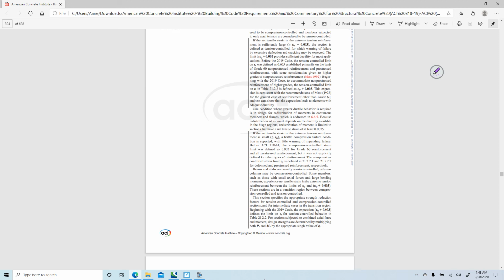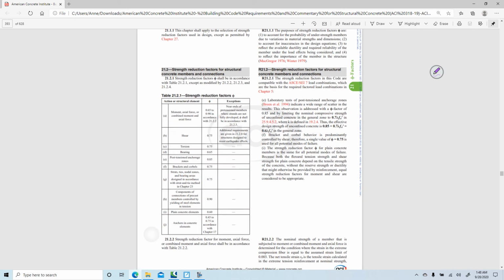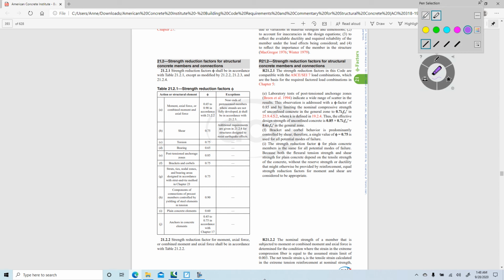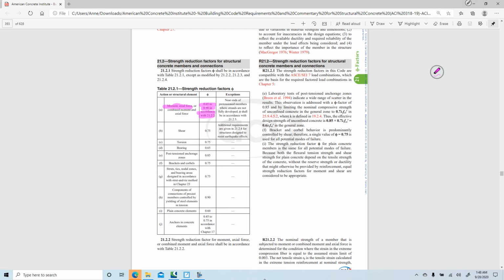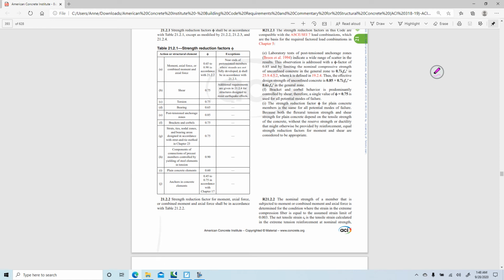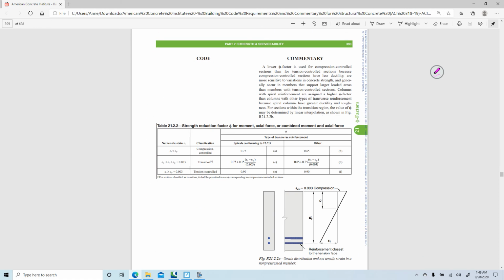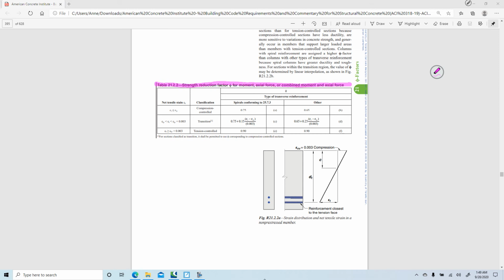Where I start talking about my phi factor, the strength reduction factor for flexural concrete members and connections. I am still talking about moment. As a result, I'm still following this 0.65 to 0.9 in accordance with 21.2.2. It gives me this table where I have to base my phi factor on the strain in the most extreme tensile reinforcement, epsilon T. It doesn't matter that I just threw compression reinforcement in there. I still base my phi factor on whether or not I'm tension controlled, compression controlled, or in the middle.